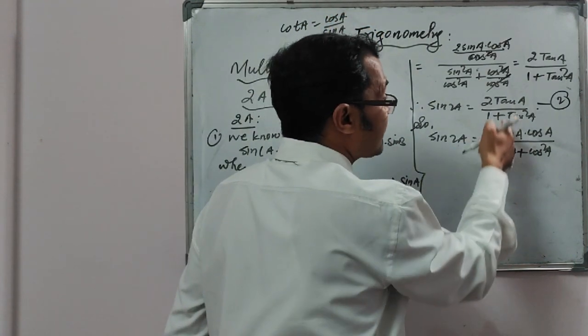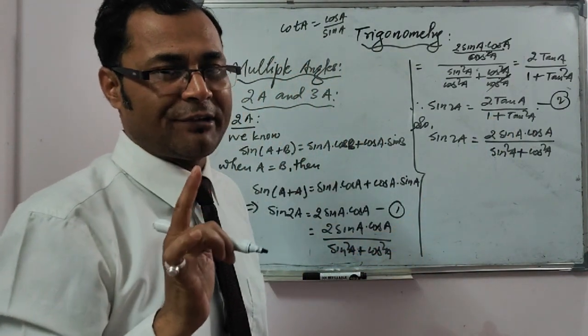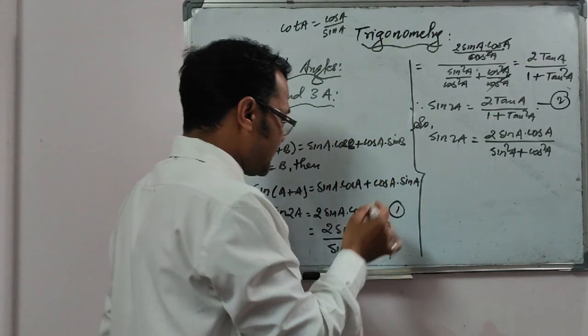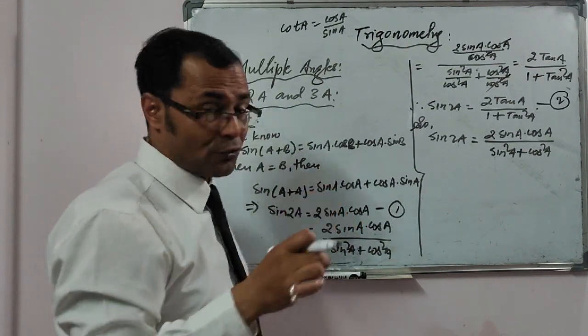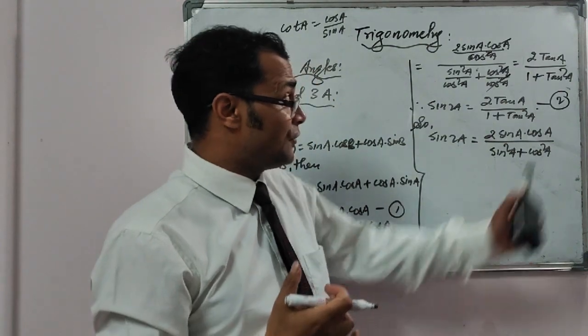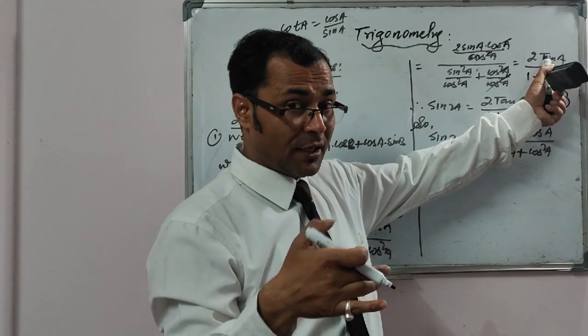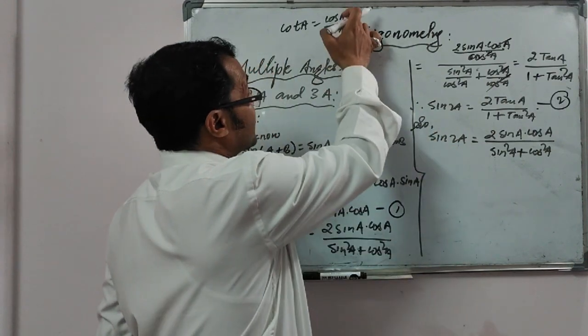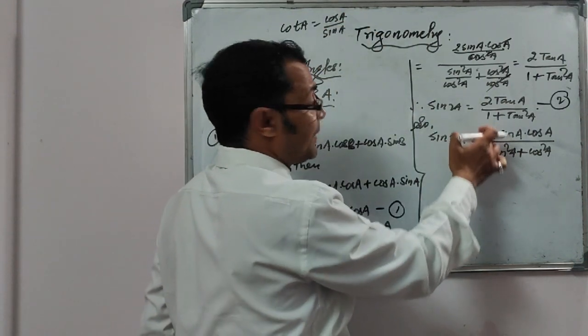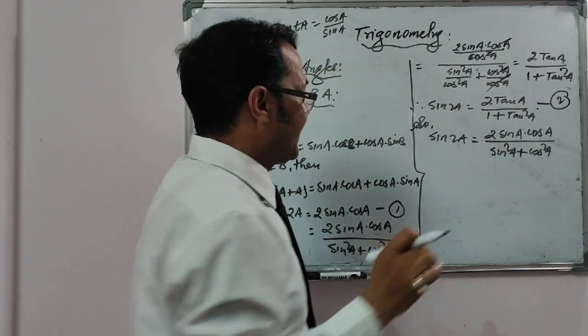So I'm going to divide both numerator and denominator by sin square A. Are you getting my point? Because earlier I divided both numerator and denominator by cos square A, because I needed the value in terms of tan, and tan is sin by cos. But now I need the value in terms of cot, and cot means cos by sin. So I'm going to divide both of these by sin square A, right? So what happens?